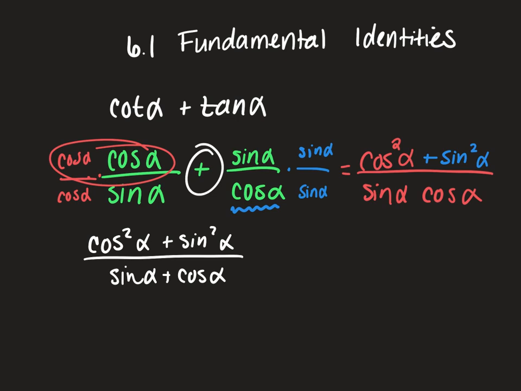So, what's cosine squared plus sine squared equal to, April? It equals 1. All right, so if you look under the Pythagorean identities, we know that sine squared plus cosine squared equals 1.